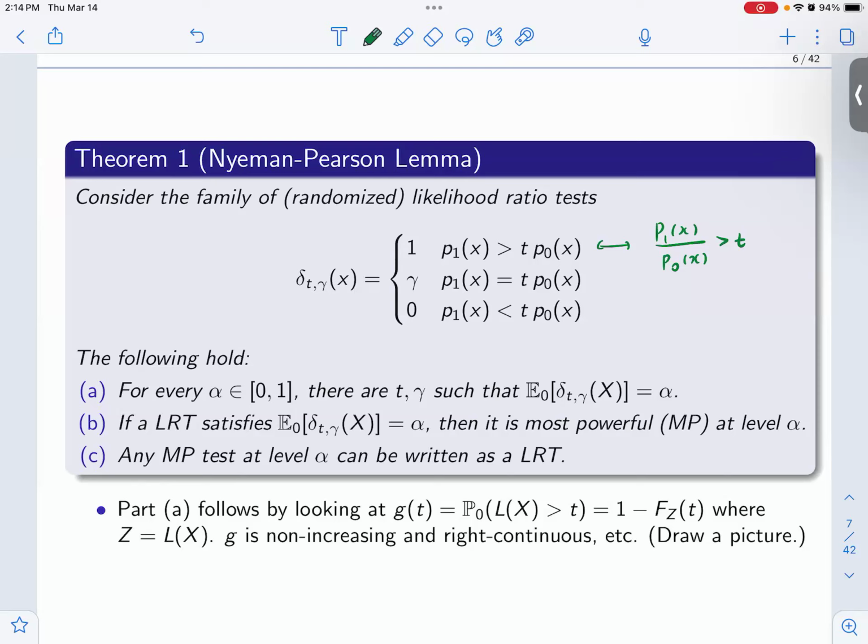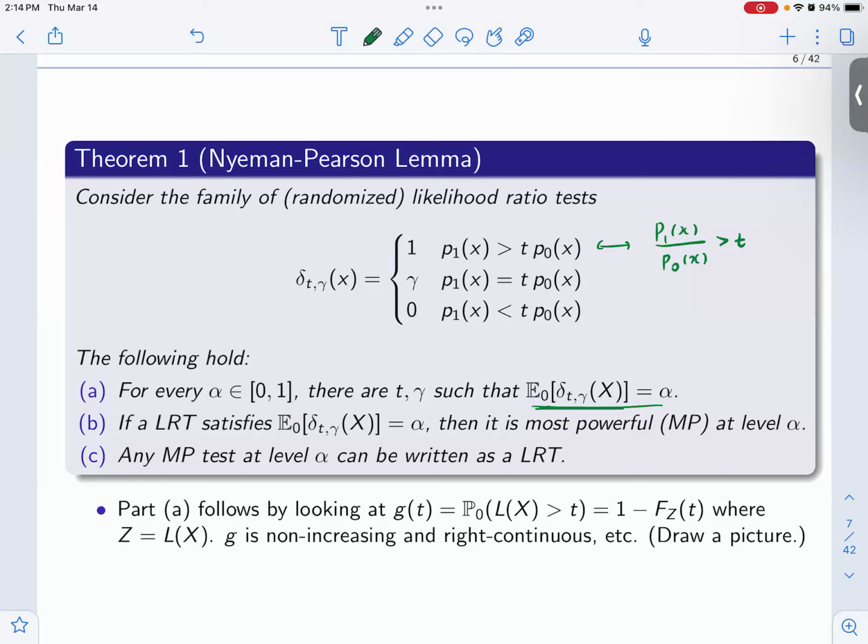And the lemma says that for every level alpha, there is a T and gamma that you can choose such that under the null, the expectation of the test is alpha. So this is saying I can achieve every alpha that you give me by properly choosing tau and gamma. The reason we randomize here is part A: if you don't allow me to randomize, there are cases in which I can't necessarily achieve alpha. I could be less than alpha, but to precisely achieve alpha, sometimes I have to randomize.